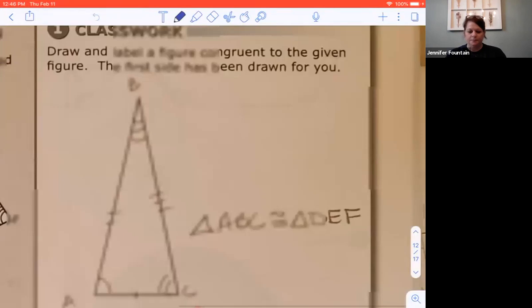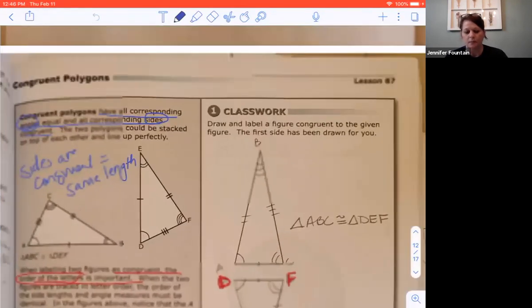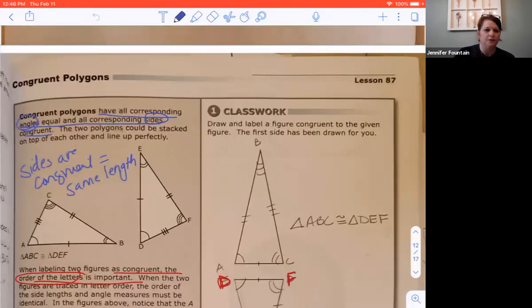Okay, so when we left off the other day, we had talked about our congruent polygons, and we looked at recognizing the marks that we use. That we talked about with congruent polygons. We needed to make sure that we are looking at the sides as well as the angles.